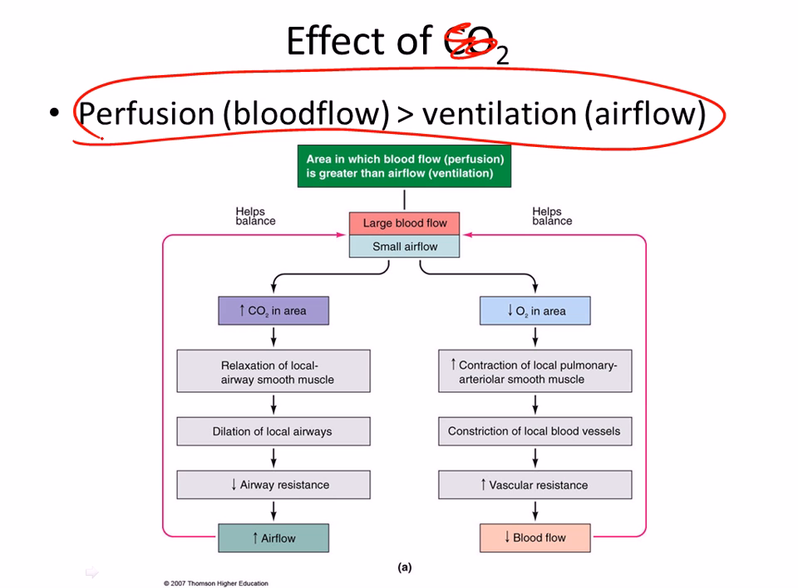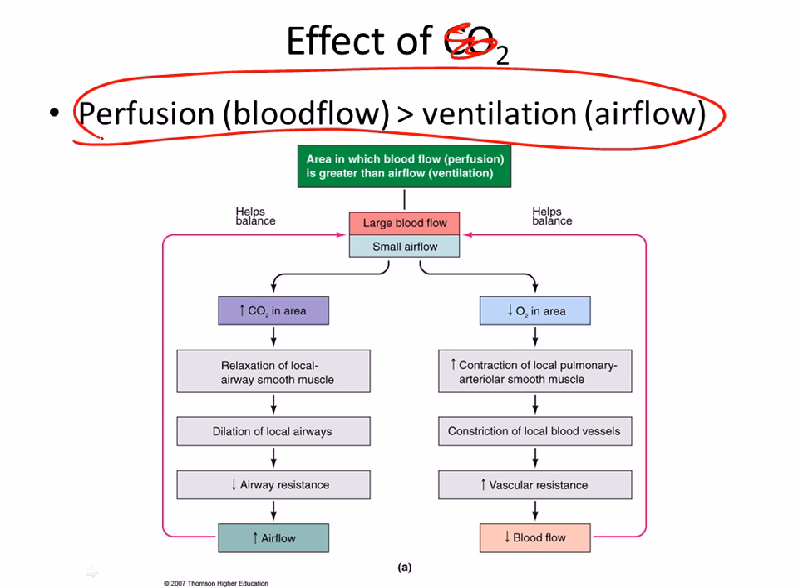What happens when perfusion or blood flow is greater than ventilation? I was stuck on the word. Or airflow. Blood returning to the lungs is going to have more or less carbon dioxide than oxygen? More. And theoretically, blood leaving the lungs is going to have more oxygen than carbon dioxide. So what that means is carbon dioxide should be lower here, and oxygen should be greater here.